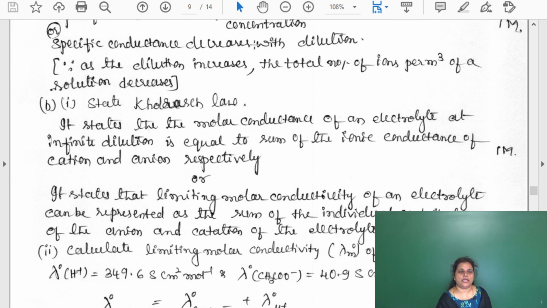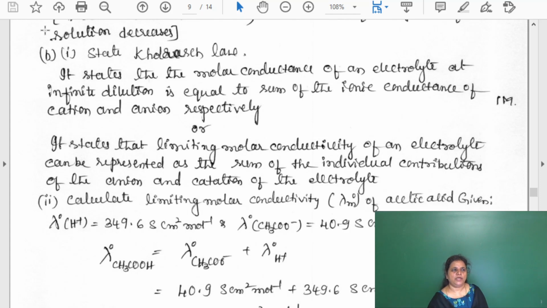Why, as the concentration increases, does specific conductance decrease? Because on dilution, if the dilution increases, the total number of ions per meter cube of a solution decreases. So specific conductance also keeps decreasing. Now move on to question number B, state Kohlrausch's law.